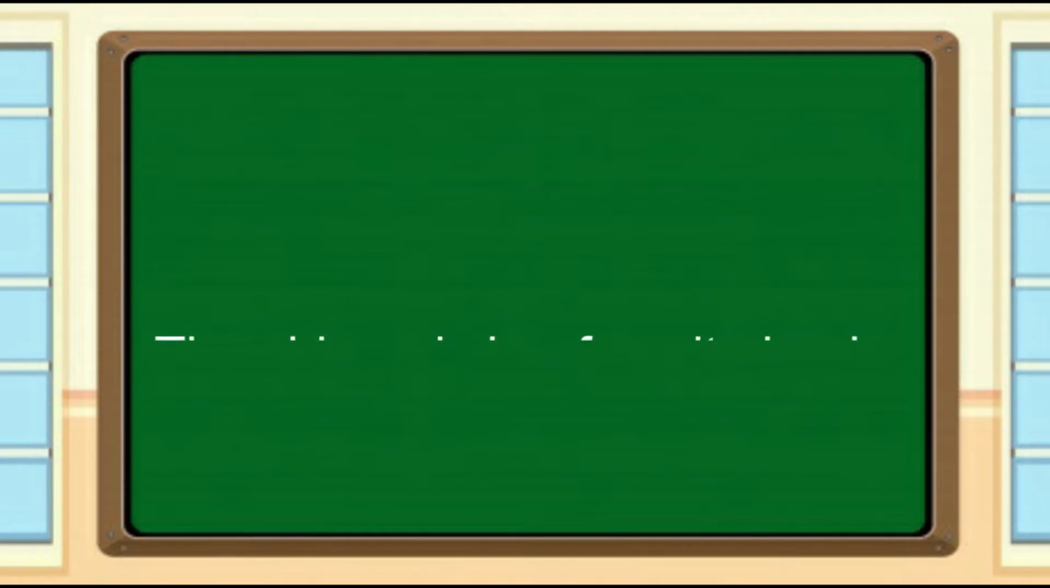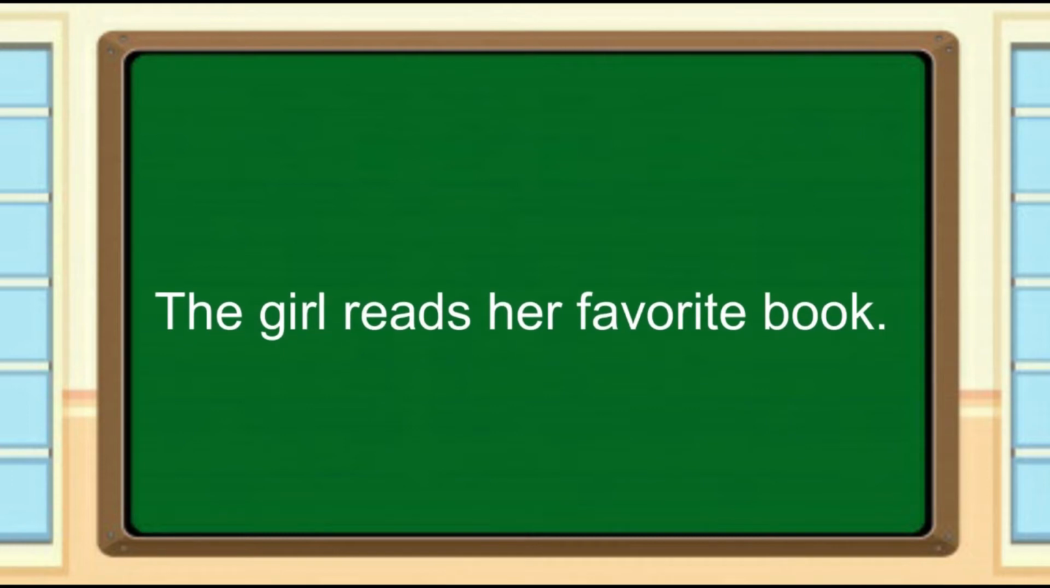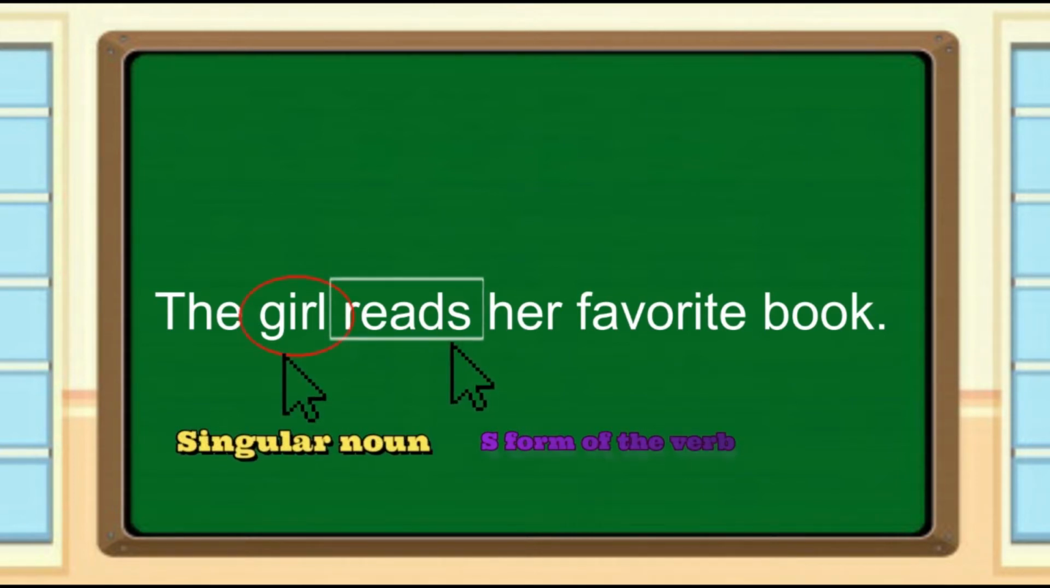Here's another one. The girl reads her favorite book. The girl is a singular noun. There is just one girl. And reads is a singular verb. Do you see the letter S at the end of the verb reads? Great! We have a singular noun and a singular verb. So our subject and our verb agree with each other.